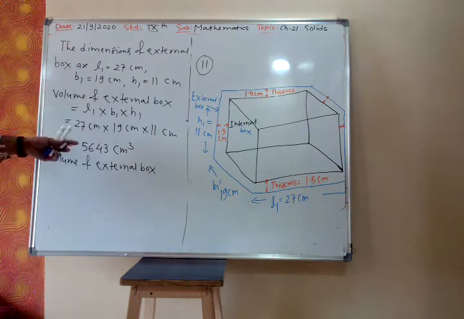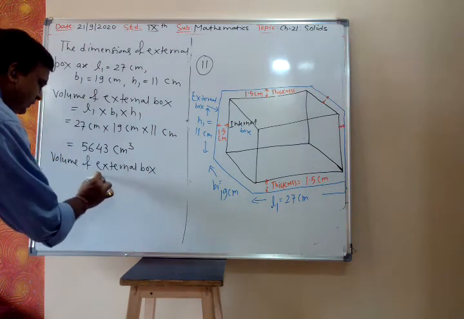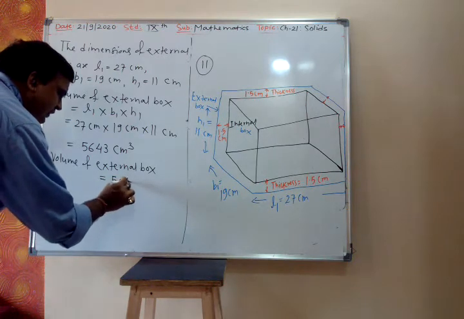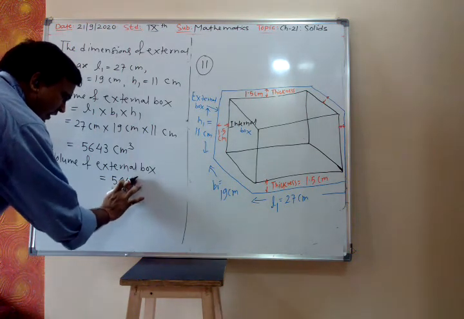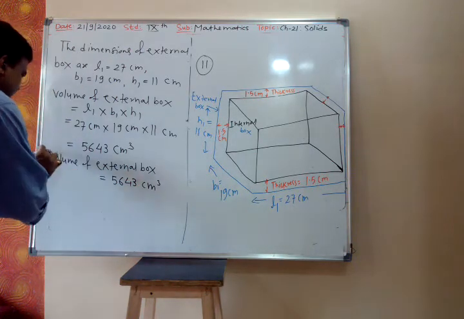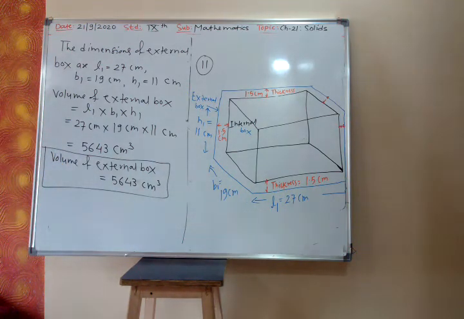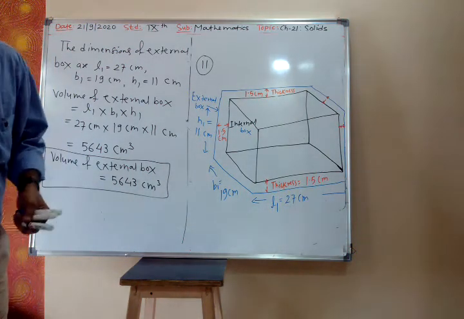Forget about that. We are talking about the volume of the external box, which is 5643. I may extend by 2, 3 minutes and complete this problem, because otherwise we will miss the rhythm.